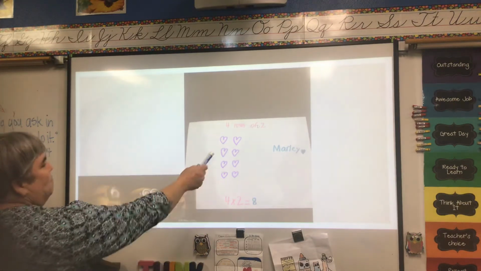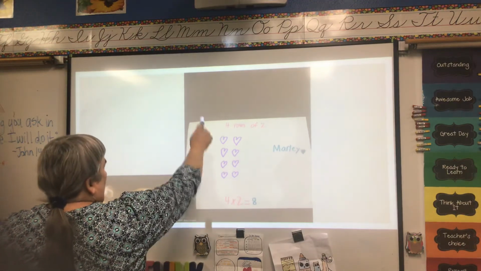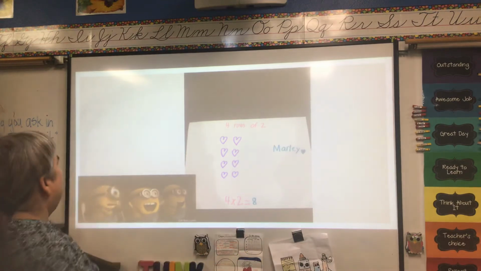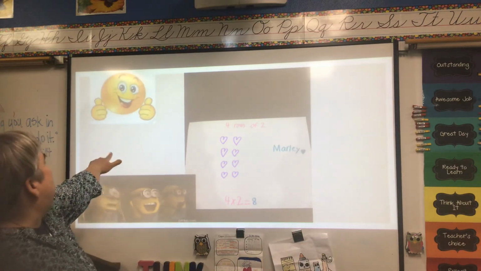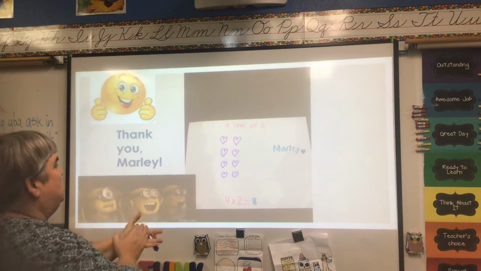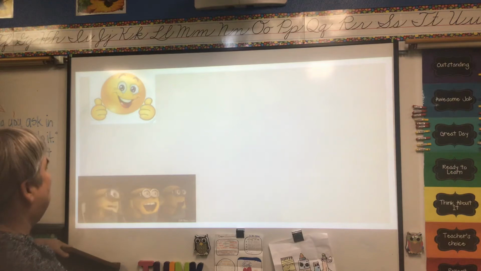Minions, what do they got? Marley gave us 4 rows and 2 columns. So 4 times 2 is 8. Excellent. Good job. So this is Marley. Thumbs up, thank you, Marley. Nice contribution. And I love the minions all excited.